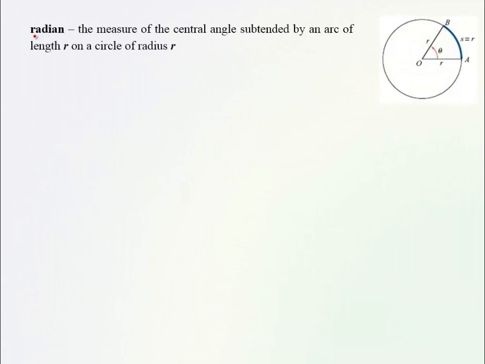Aside from degrees, the other very popular type of measurement of an angle is a radian. Radian is a measure of a central angle subtended by an arc of length r on a circle of radius r. So, if I have a circle of radius r, and I open my angle in such a way that it will cut off an arc of length equal to r, the same r as the radius here, then this angle has a measure of 1 radian, abbreviation RAD. So 1 radian is a lot larger angle than 1 degree.